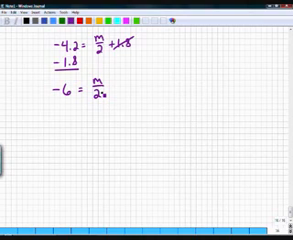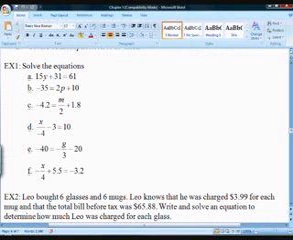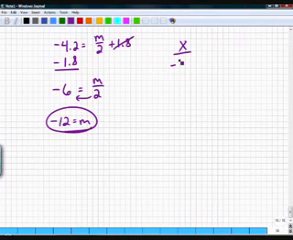Multiplication and division comes second. What are we getting rid of now? 2. We move it over. Since it's divided by 2, it becomes times 2. So what do you have? Negative 12 equals m. M is negative 12. These are pretty easy. Let's see. X divided by negative 4 minus 3 equals 10.